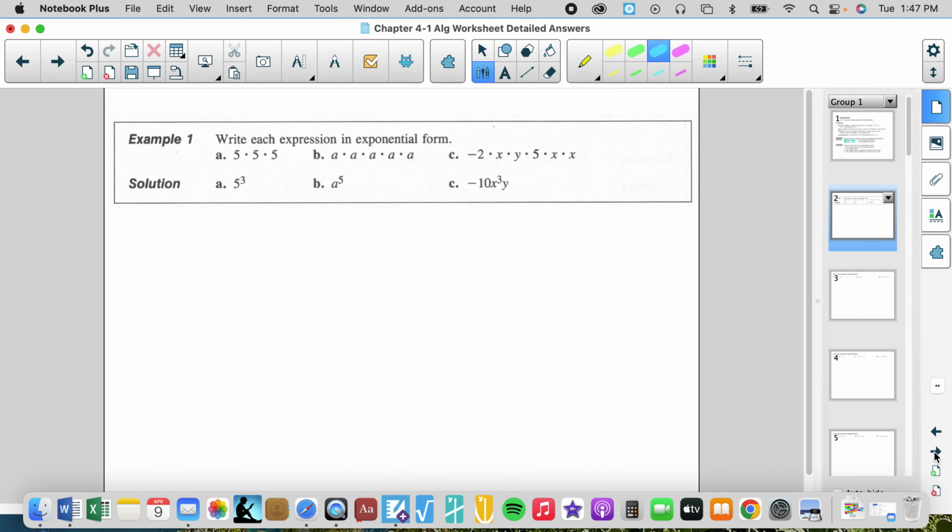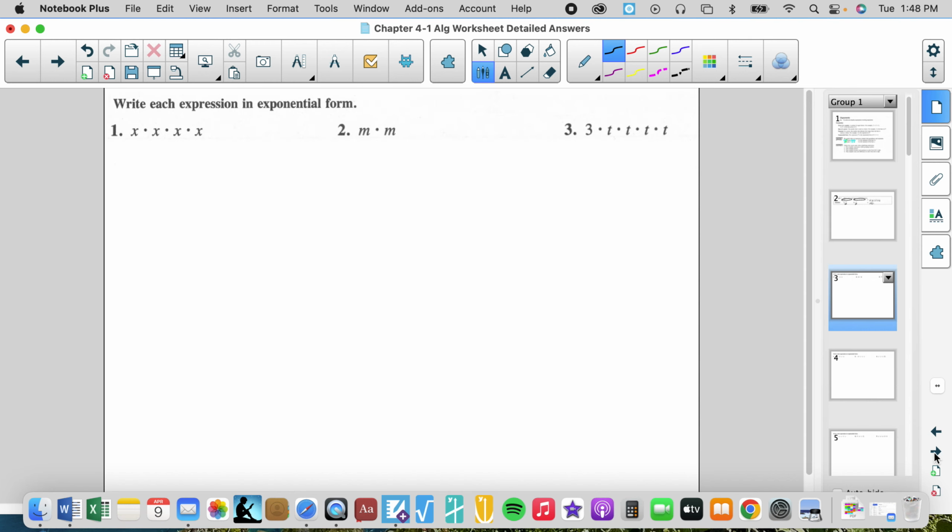So in this section, we're going to learn how to write in exponential form. So we write 5 times 5 times 5 is 5 to the third. A times itself 5 times is a to the fifth. And then we're going to combine constants. We're going to also combine like variables. And then we have the y that doesn't have any partners. So let's do a couple examples.